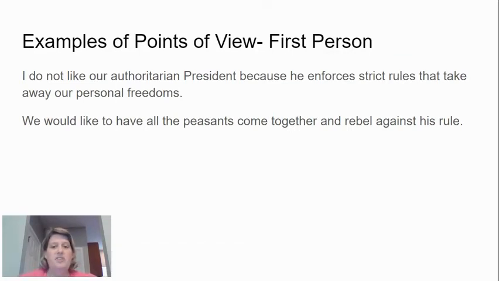So, examples of points of view, first person, using some of the vocabulary from your lesson. I do not like our authoritarian president because he enforces strict rules that take away our personal freedoms. Notice I use the word authoritarian. I also use the word I. So I am saying something. So this is going to be first person. We would like to have all the peasants come together and rebel against his rule. As you see, I used peasants and rebel as part of the vocabulary. This is also in first person.